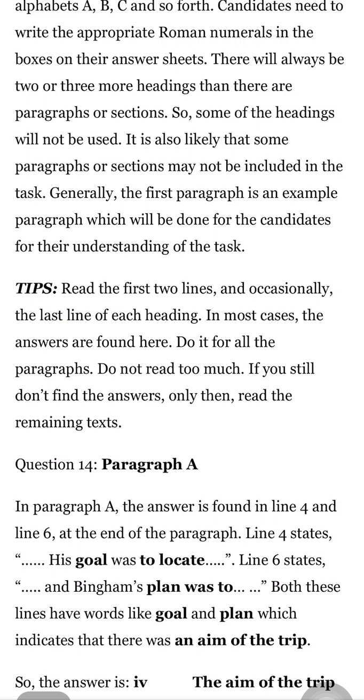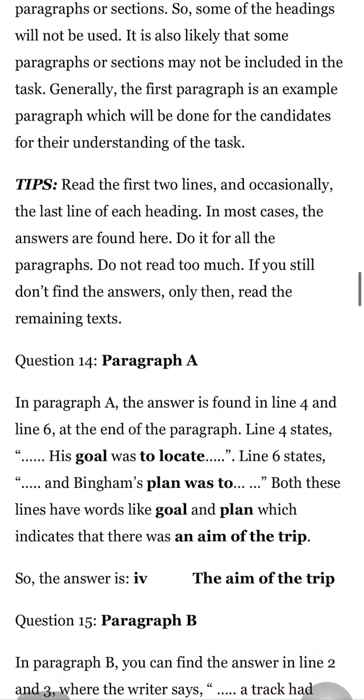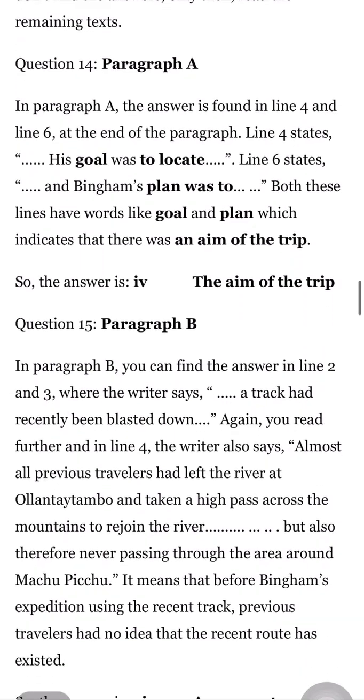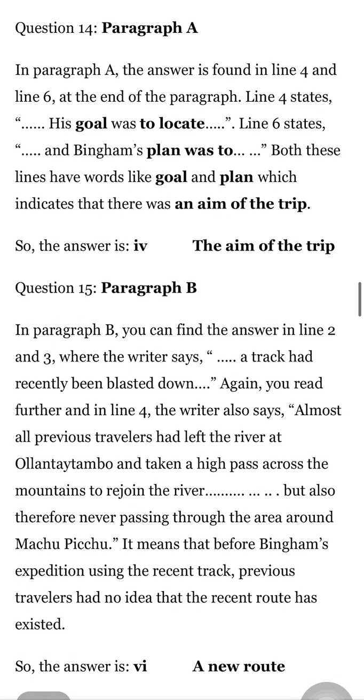Question 14, paragraph A. In paragraph A, the answer is found in line 4 and line 6, at the end of the paragraph. Line 4 states, his goal was to locate. Line 6 states, and Bingham's plan was to. Both these lines have words like goal and plan, which indicates that there was an aim of the trip. So, the answer is the aim of the trip.